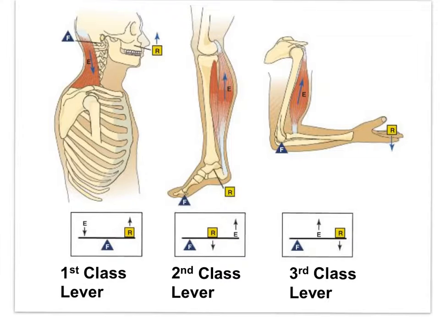As a quick note, third-class levers are the more common type of lever in the human body because it provides for a wider range of motion than other types of levers. I'm not going to go into an explanation of this point.